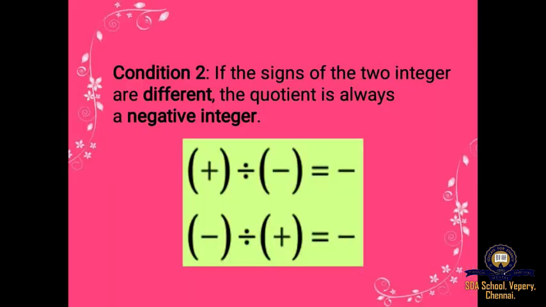Condition 2. If the signs of the two integers are different, the quotient is always a negative integer. Plus divided by minus is equal to minus. Minus divided by plus is equal to minus. If the integers have different signs, then the quotient will be a negative integer.